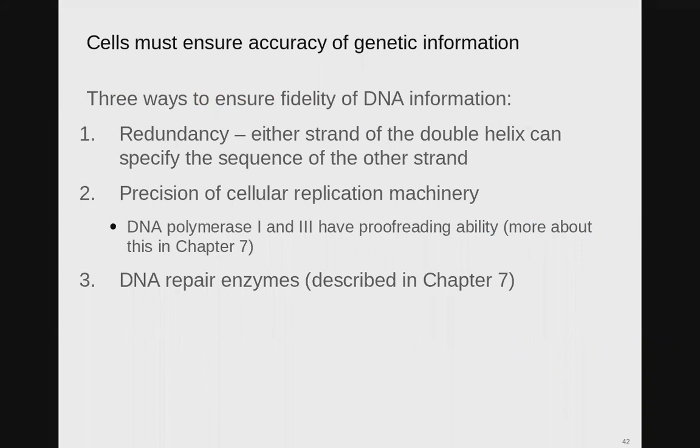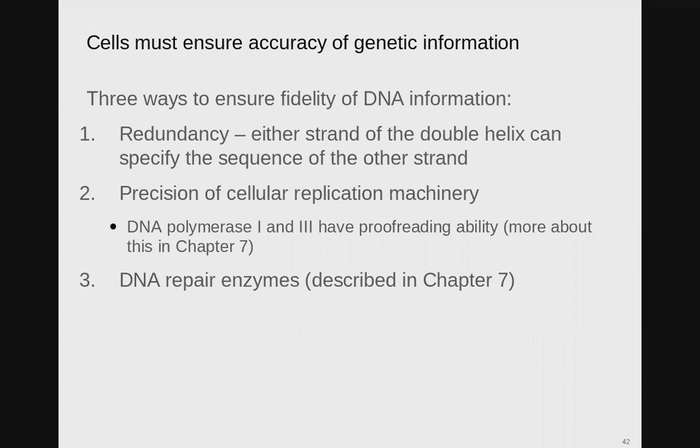Okay, so inheriting your DNA is important, but accuracy of the DNA is probably arguably just as important, right? If I have a trait, I want to make sure I pass on that trait and not some version of the trait, or potentially a non-functional version of that trait. So there are 3 ways to ensure fidelity or accuracy of your DNA. We have redundancy, which means either strand of the helix can serve as the template for the other. So if you have a mutation in one, the other one has the correct sequence. So that's the level of redundancy there.